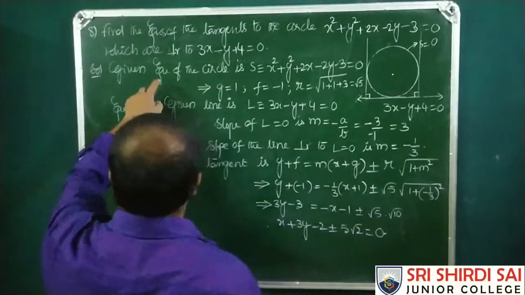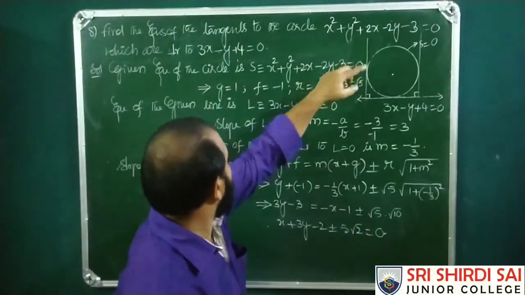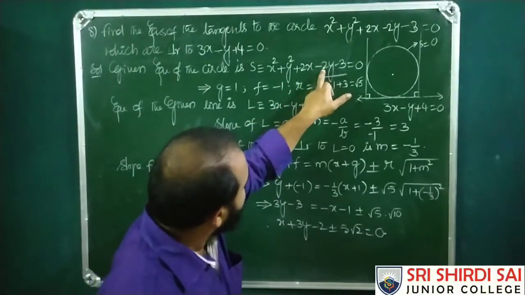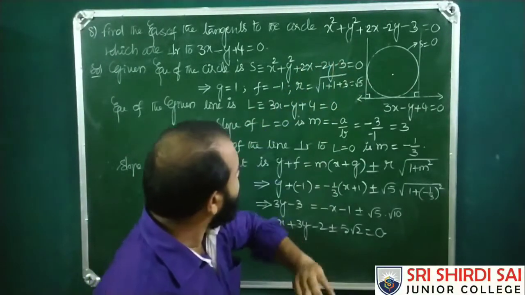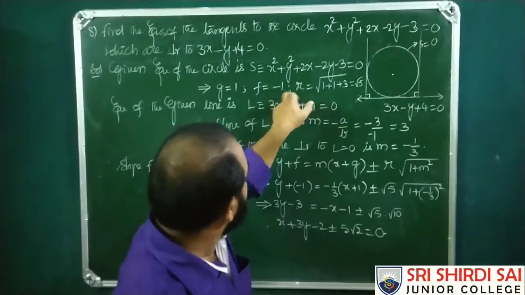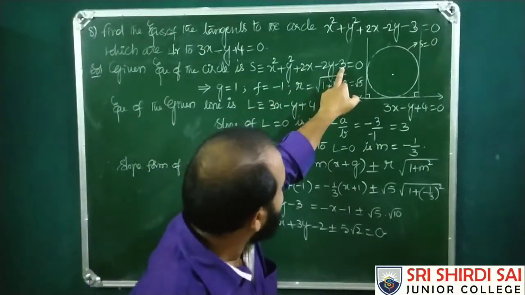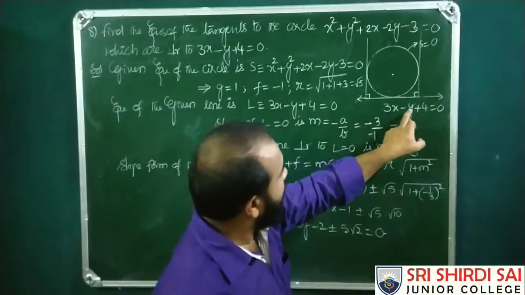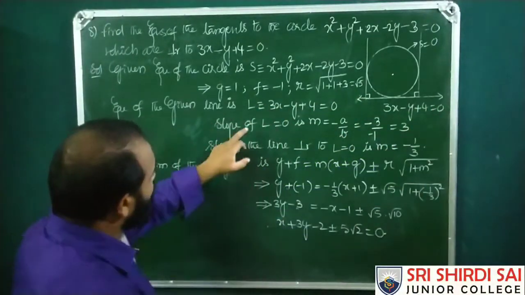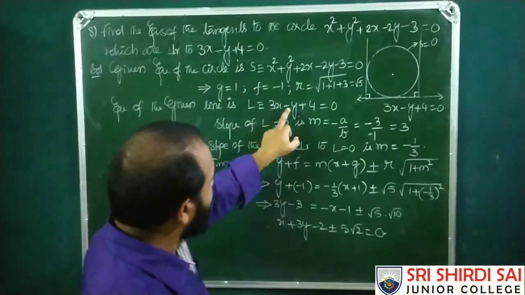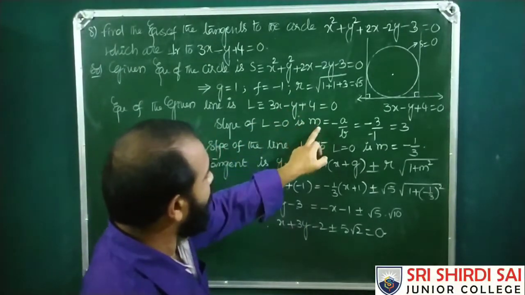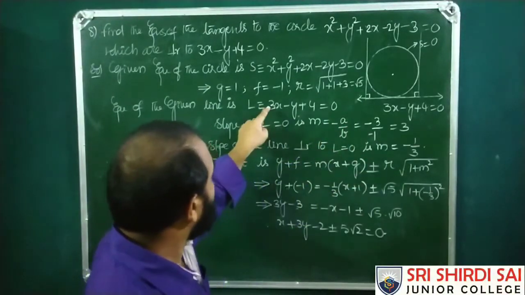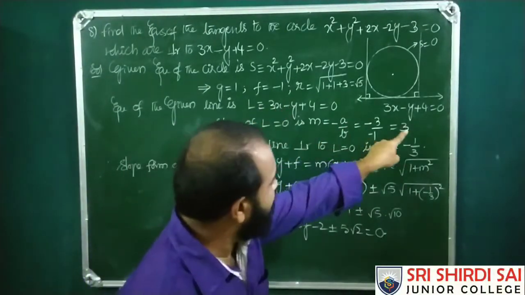So the equation of the circle is this. The g value is half the x coefficient and f is half the y coefficient with the signs unchanged, and the radius is √(g² + f² − c). So minus of minus plus 3 gives root 5. The given line is 3x − y + 4 = 0. For ax + by + c = 0, the slope is minus x coefficient by y coefficient, −a/b. So −3/−1, which is 3.